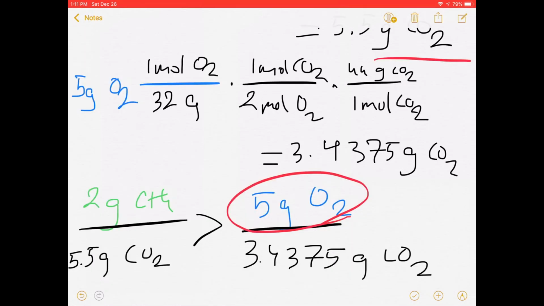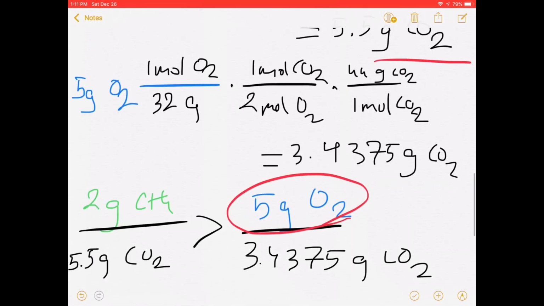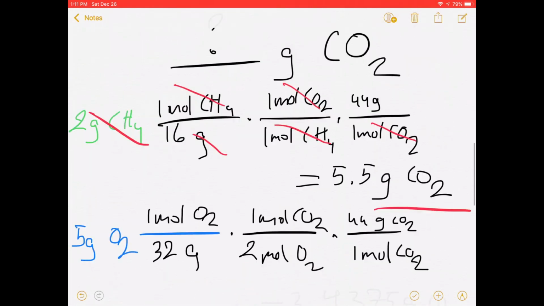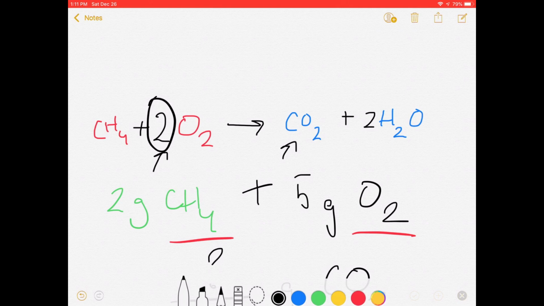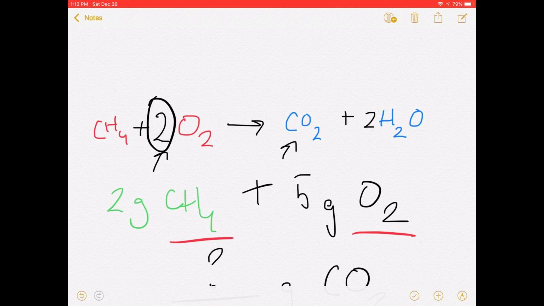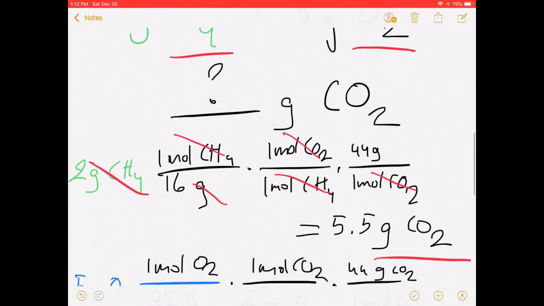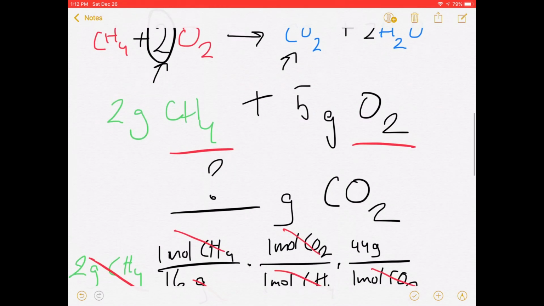As a quick side note, it's not always guaranteed that O2 or any reactant that has a stoichiometric coefficient greater than the reactant you're comparing with, so in this case O2 had 2 as the stoichiometric coefficient, is always going to be the limiting reactant. You should always perform the calculation to see which one is the limiting reactant.